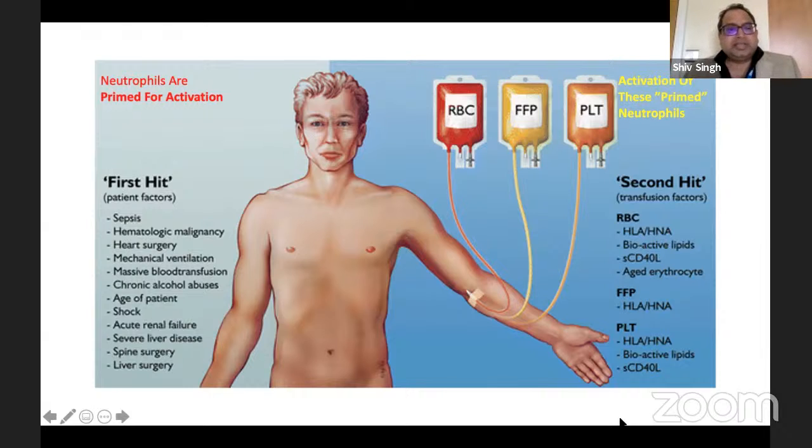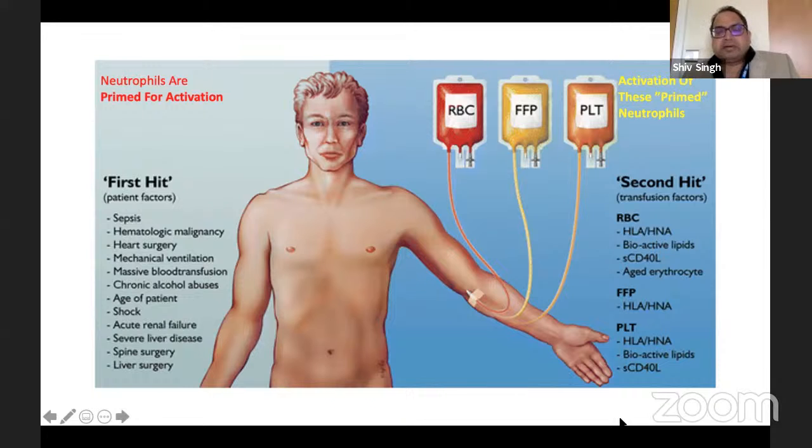Now, this first hit basically leads to priming of the neutrophils for activation. The second hit occurs because of the transfusion factors. So there are HLA or HNA antibodies, that is human leukocyte antibodies or human neutrophil antibodies, or bioactive lipids or CD40L.